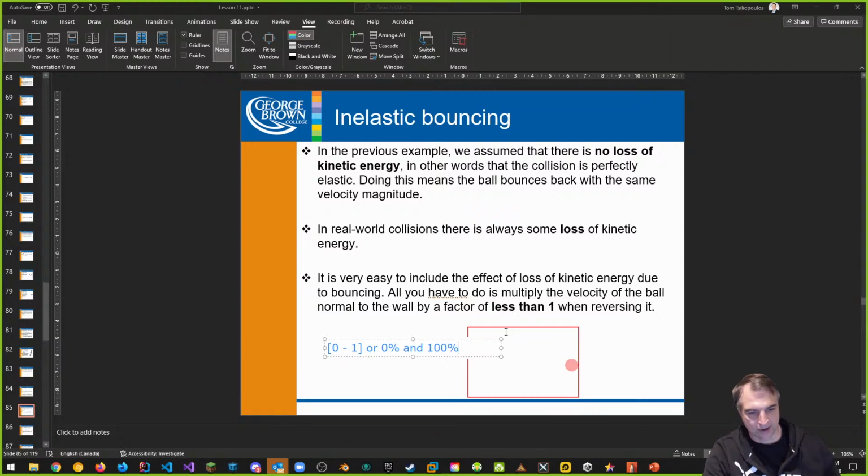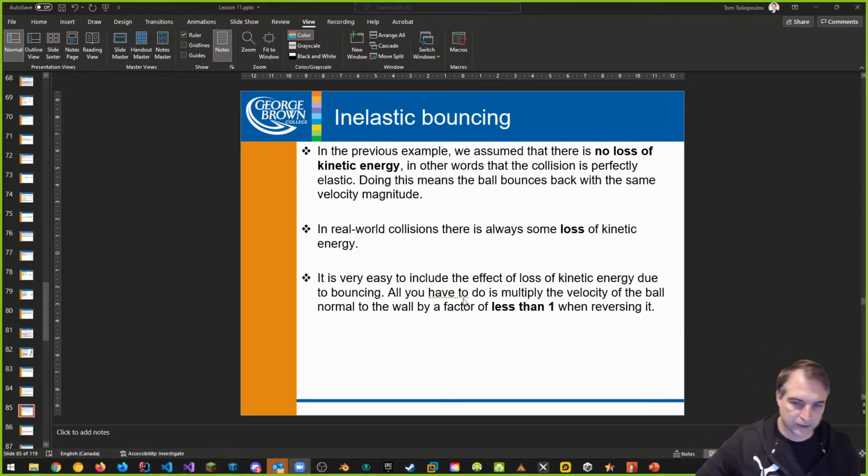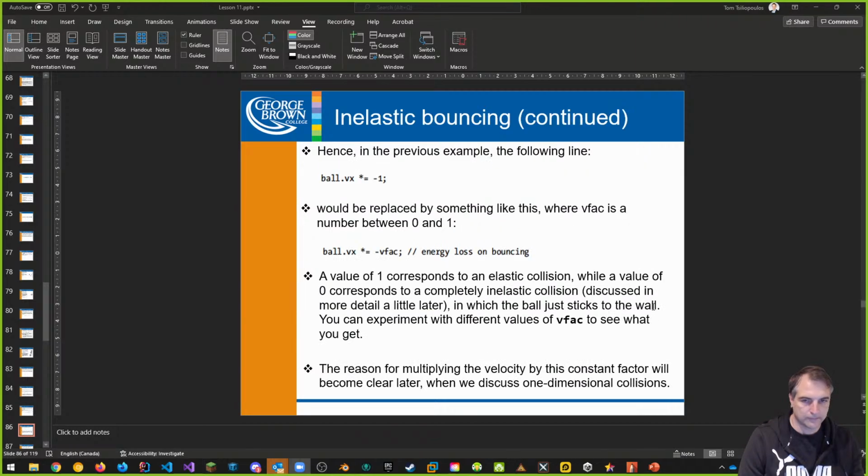So using one factor is much easier than if we try to figure out all the things that are affecting us in gameplay. And for the most part, it's good enough, is what we're saying, okay? So again, in real world collisions, there's loss of kinetic energy, but in games, who cares about the real world stuff? We want to emulate what it would be like to be in the real world, right? So we're saying that it is easy to include some kind of factor that's less than 1 and reversing it.